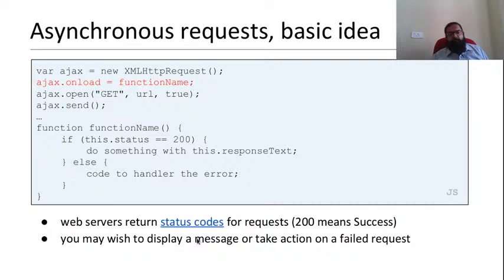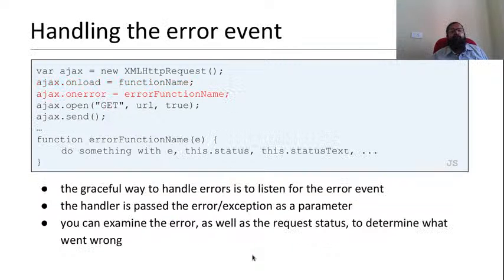So you may wish to display a message or take an action on a failed request, or even on a successful request you may want to do something. Next we are introducing onerror, handling the error event. Here we are creating a new event handler called error function name, which is going to work on the onerror event. This is a graceful way to handle errors: listen for the error event. The handler is passed the error exception as a parameter. You can examine the error as well as the request status to determine what went wrong.